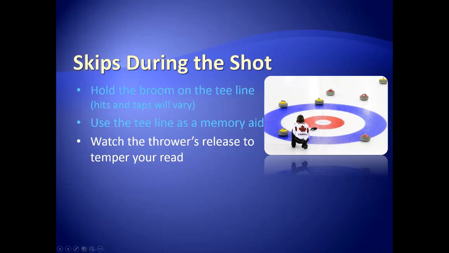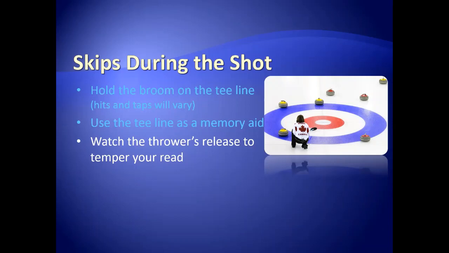Okay, we're also going to watch the thrower's release to temper your read. For those of you who can see the video of me, I'm going to use my hand. When a thrower is releasing the rock and they flare their hand out, the rock is not released on the line of delivery, which means it will not curl as much. Or if they push the rock in, it's going to look like it's over curling because it's not released on the line of delivery. That is not the ice conditions. That is not the rock conditions. That is the way that the thrower released the rock.